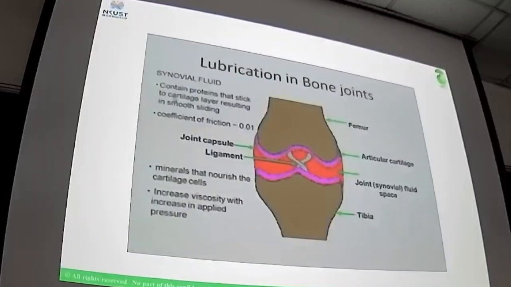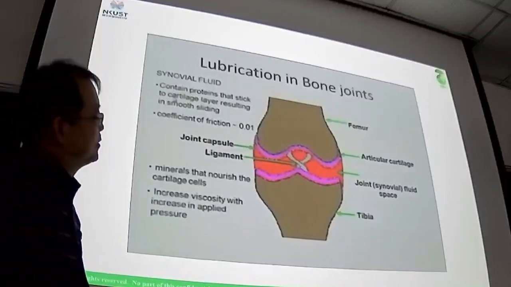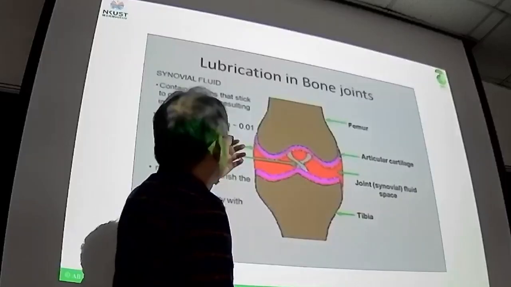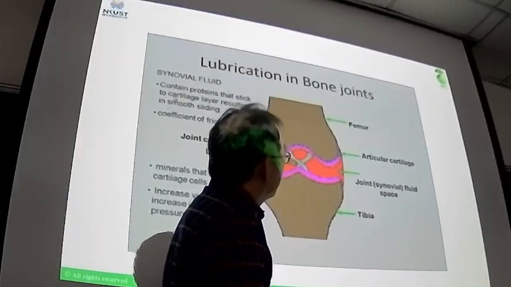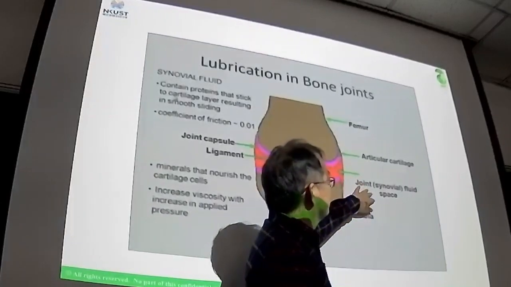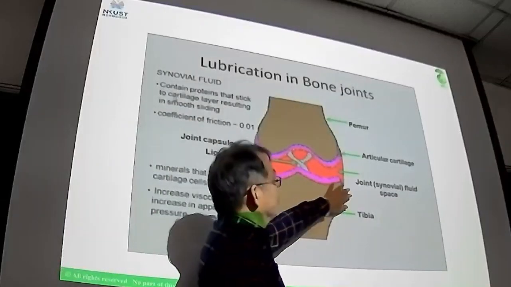Here is another example, the lubrication in the bone joint. Okay. So this is the basic structure of our human leg. We have a ligament to connect these two bones together. And here in between, the red one is the joint fluid. Okay. So this joint fluid behaves like a lubricant.